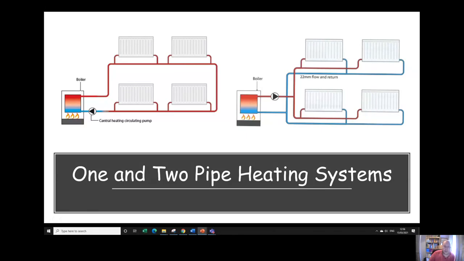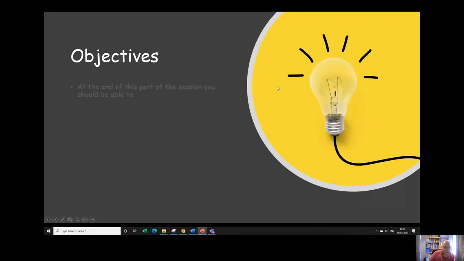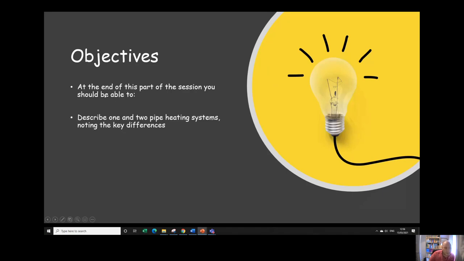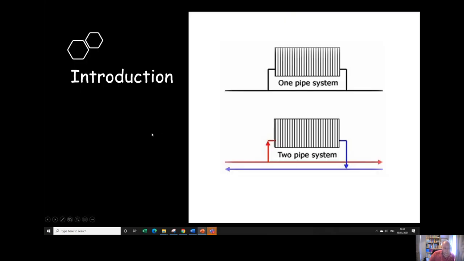One and two pipe heating systems. At the end of this session, you should all be able to describe one and two pipe heating systems, noting the key differences, and identify the pros and cons of each system type. And that's it, really. It's a very brief overview of these two different system types.